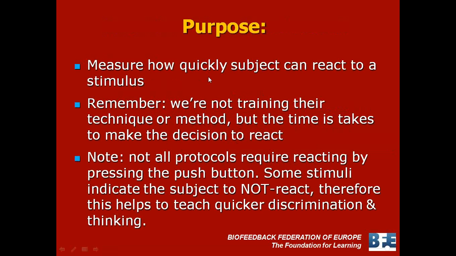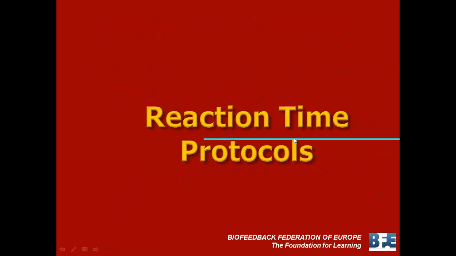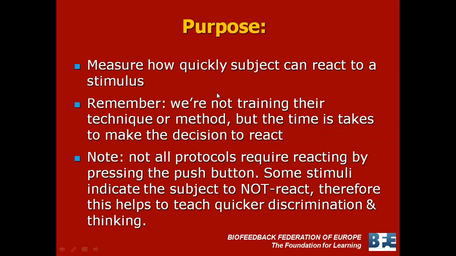So like I said, in the reaction time protocols, we have 3 different protocols. Now, the purpose of these protocols is to obviously measure how quickly a subject can react to a stimulus. Now, it's important to remember that we're not training the individual's technique or method of how they react, but we're just training the time it takes for them to make the decision to react. So just when they see the stimulus and they decide they need to react, they click the push button. We're not training for how they shoot a person and where they aim and things like that. It's just the decision time.